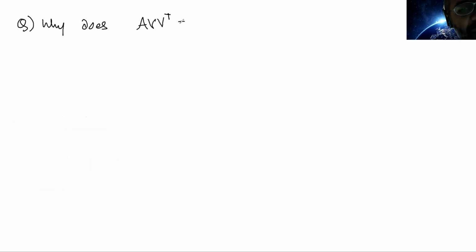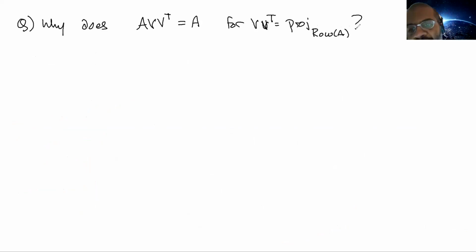Why does V V transpose equal the projection onto the row space of A? So first of all, the reason this is the projection on the row space is that the v_i were an orthonormal basis for the row space, and a matrix of an orthogonal projection looks like this, right? Well, let's just check, right?